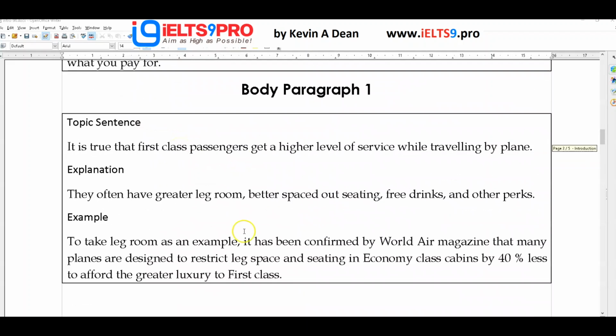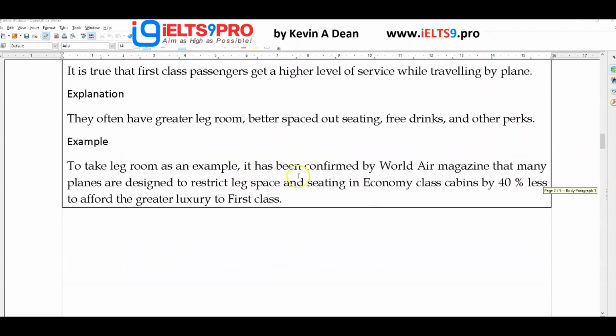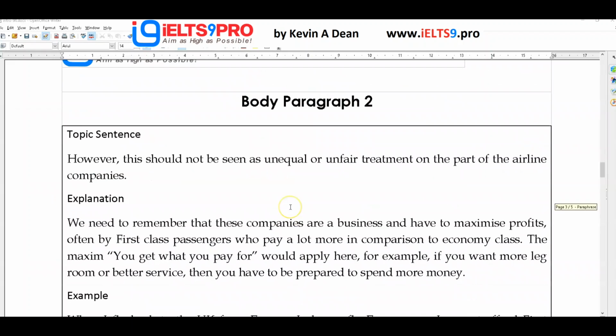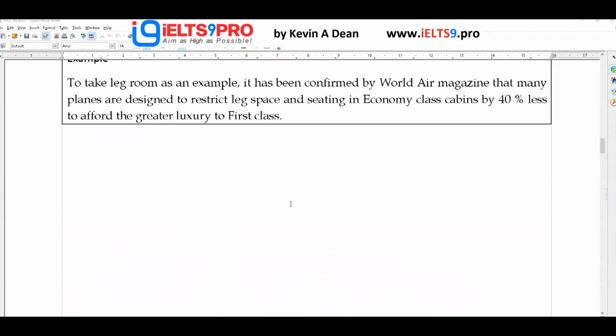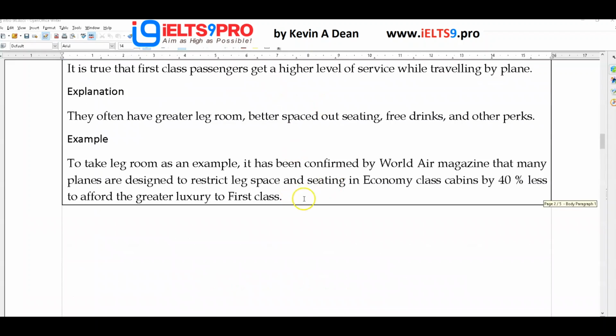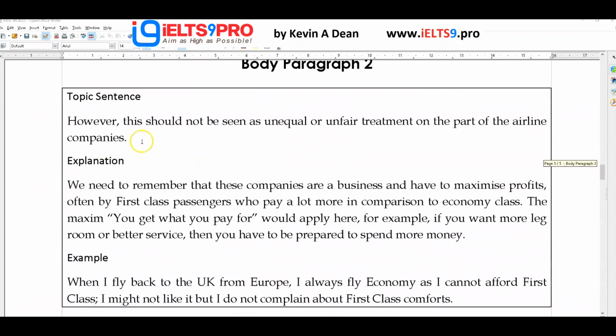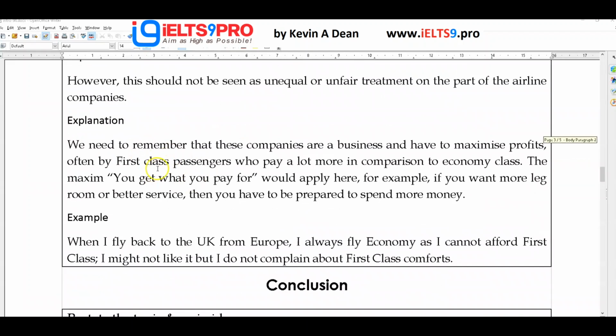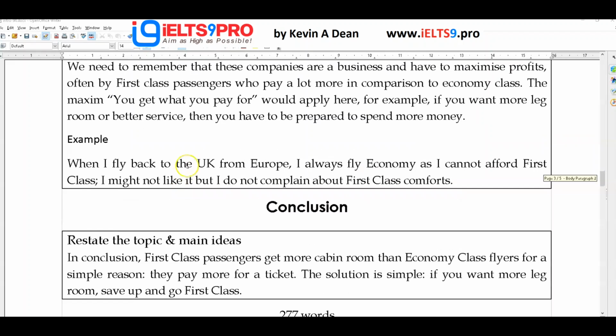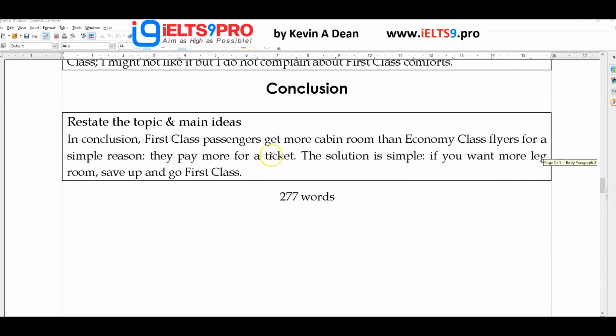So your body paragraph: topic sentence, main idea. Okay. Explain it. Example. Yeah. And that's basically it. You can connect it back up to the topic. This therefore shows that blah, blah, blah. So you've got topic sentence, explanation, example. And then main idea, it's not unequal or unfair. Why is it not unfair? Because it's a business. If you don't like it, fly with somebody else. Example, when I fly back to the UK, in conclusion, blah, blah, blah.